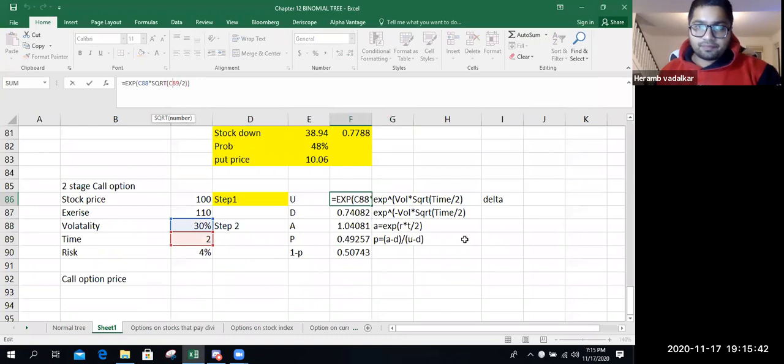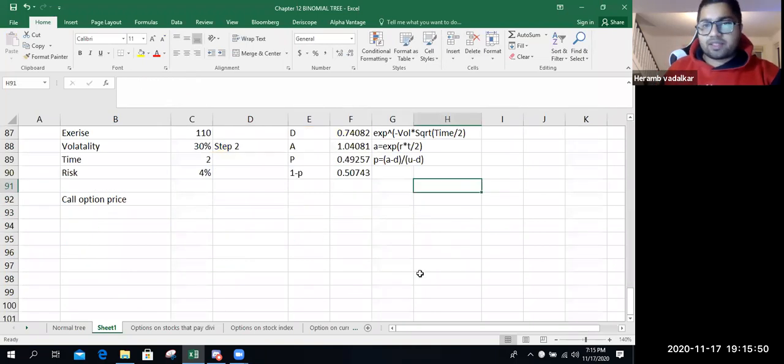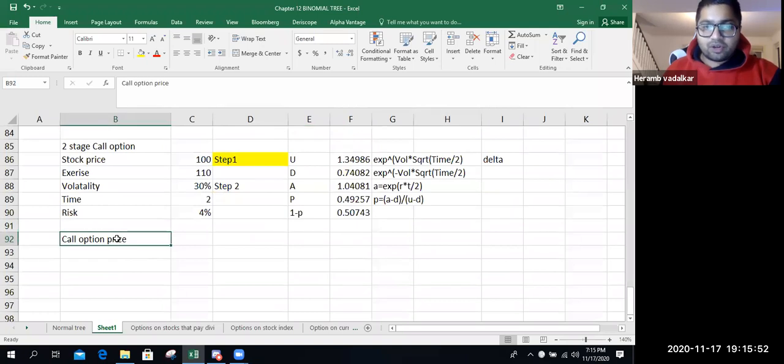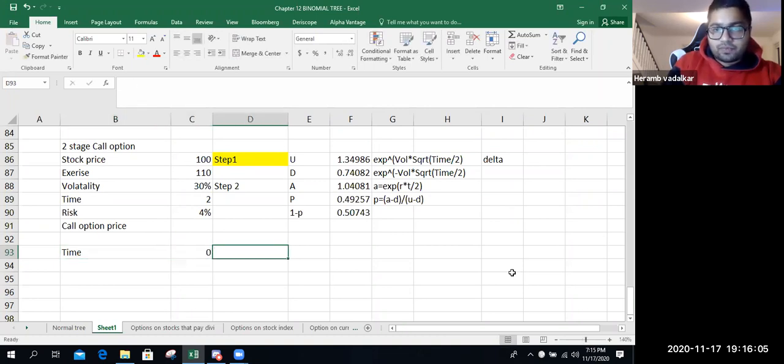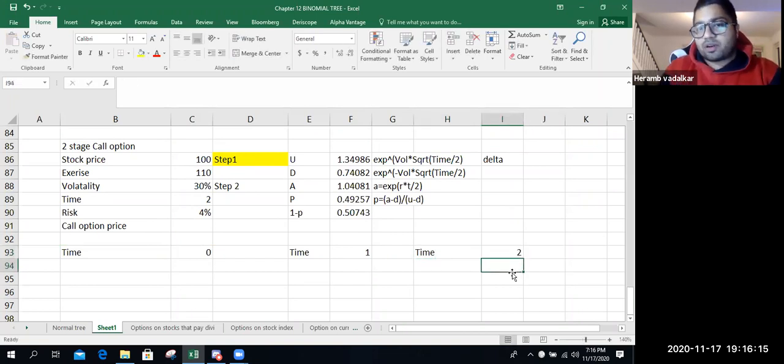Just checking. So we have all the variables we need to draw the tree. So we'll draw the tree and then solve it. Now it's a double stage model, two-stage model. So there will be time 0, then time 1 and time 2, because it's a two-stage model. So we are having additional steps.